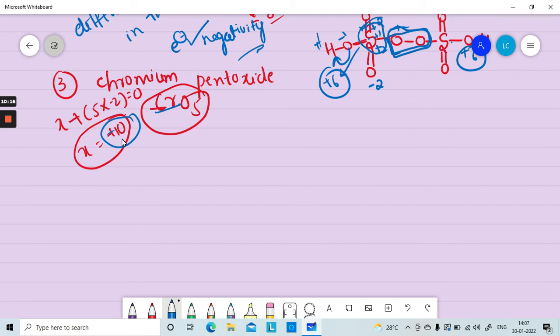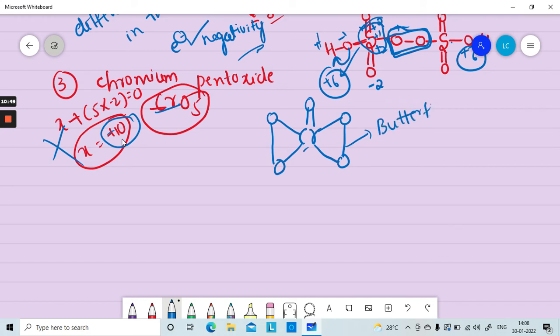There is no element that has an oxidation state of 10, because it is a very high number. Basically, you can see here this chromium is a d block element. We know that d block elements have partially filled d orbitals themselves. They don't have enough electrons to fulfill their electronic configuration. Then how can it give you 10 electrons, right? So this is absolutely wrong. So for this, we have to draw the structure.